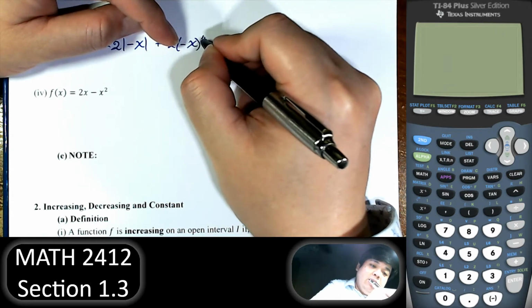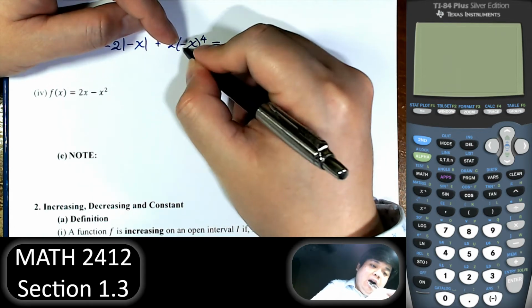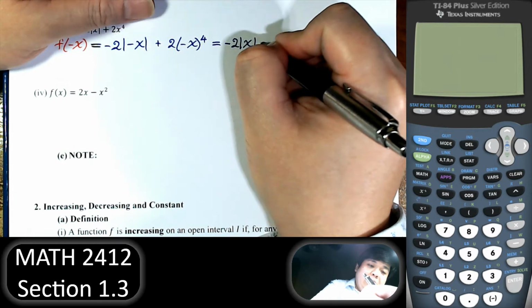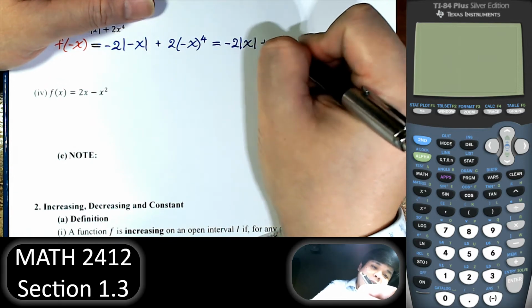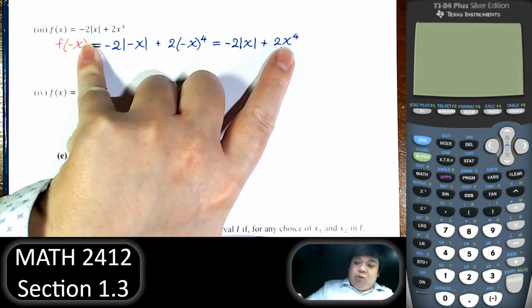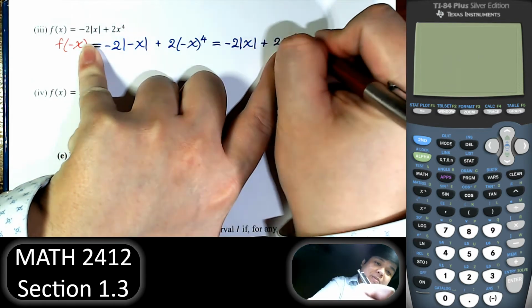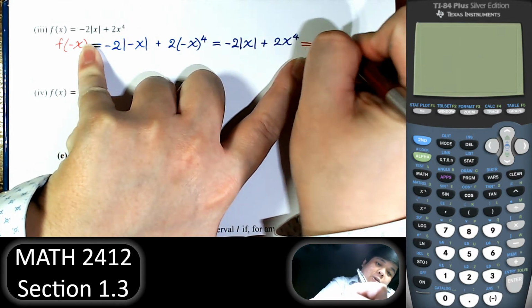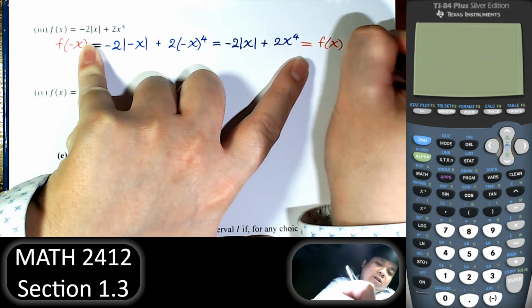Negative to an even power, that's going to be positive. Compared to the original function, they are the same. So that's why this is an even function.